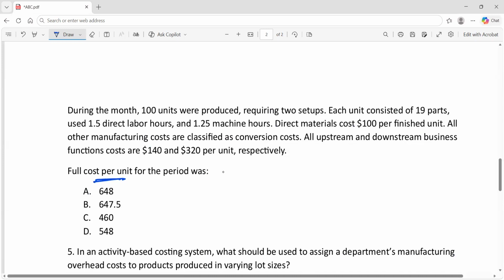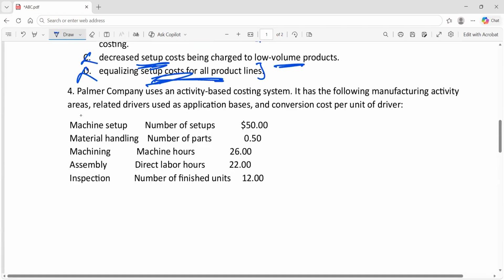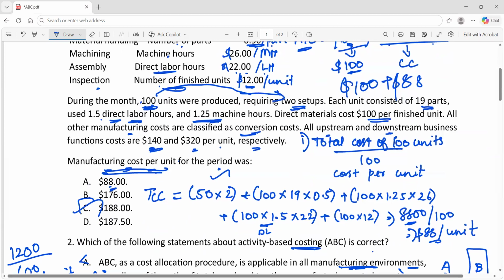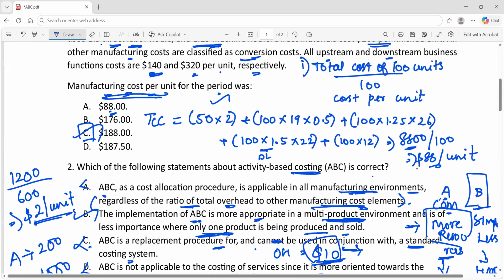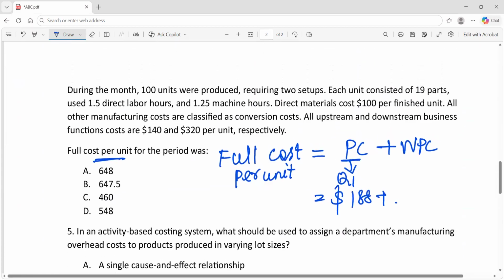When we say full cost, full cost per unit is nothing but your production cost per unit plus non-production cost per unit. So here we already calculated production costs from question number 1. What is the production cost we calculated? Production cost is nothing but the manufacturing cost. Manufacturing cost per unit we calculated from question number 1 is 188. So we already saw how to calculate the numbers. So production cost is $188 plus. What about the non-production cost?